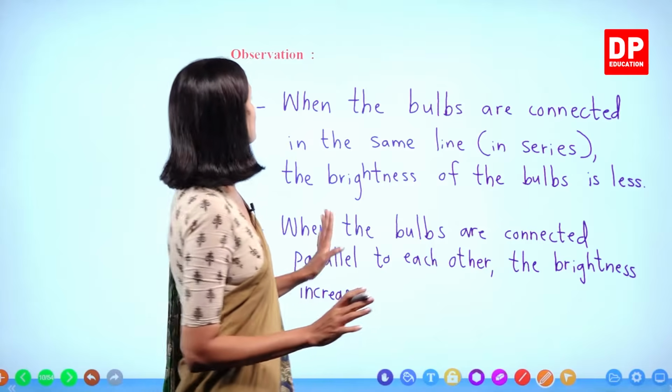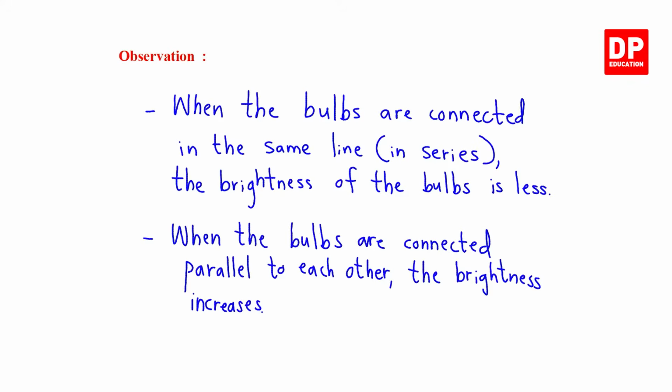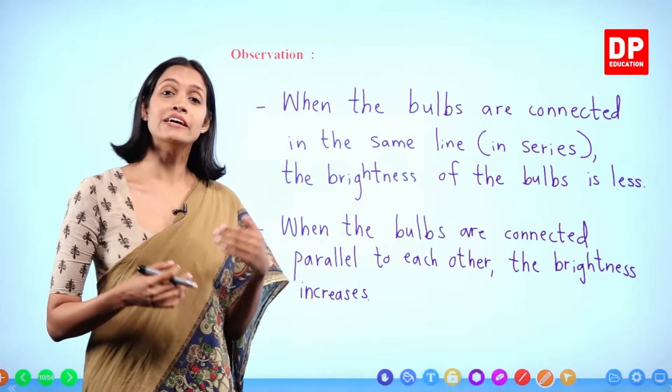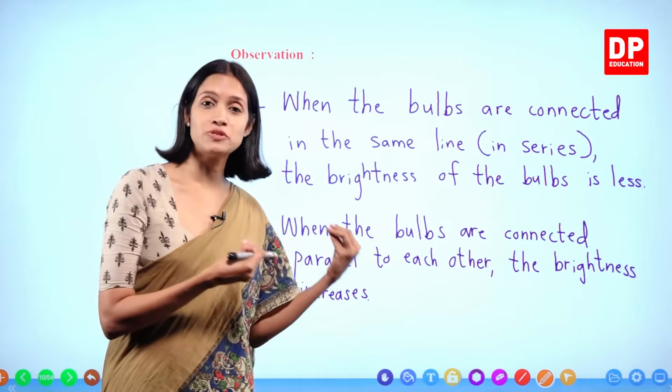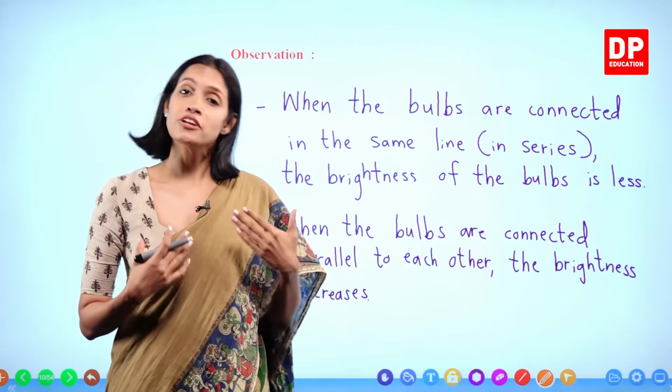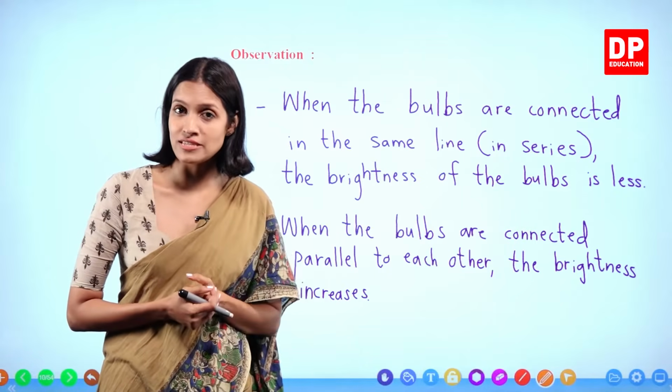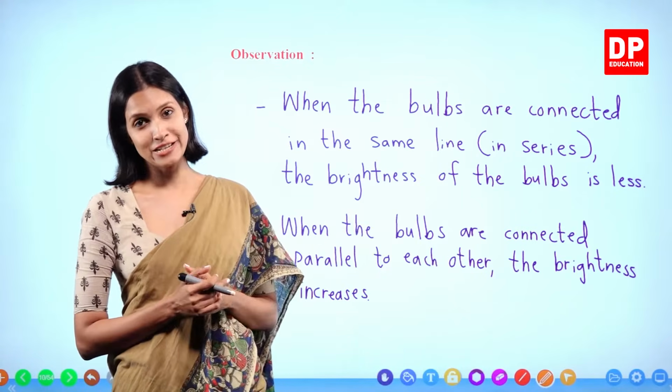Okay, children? When the bulbs are connected in the same line or in series, the brightness of the bulbs is less, right? When the bulbs are connected parallel to each other, the brightness increases. So there are different ways of connecting different appliances like bulbs to the circuit. So based on our necessity, we can connect them in different ways. So I hope this part is very clear now, okay?